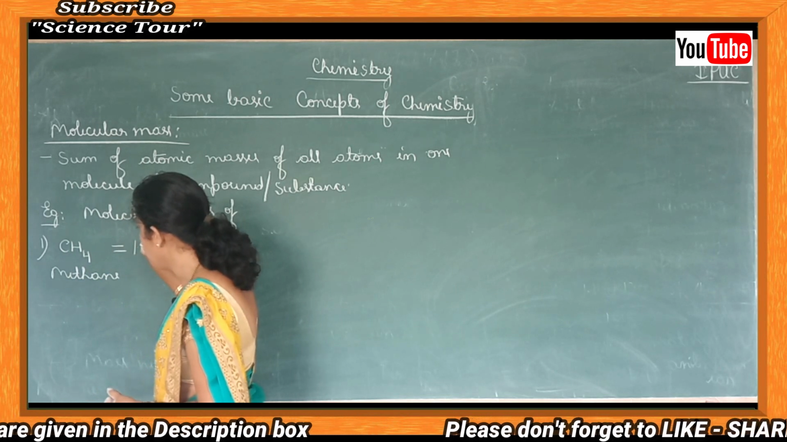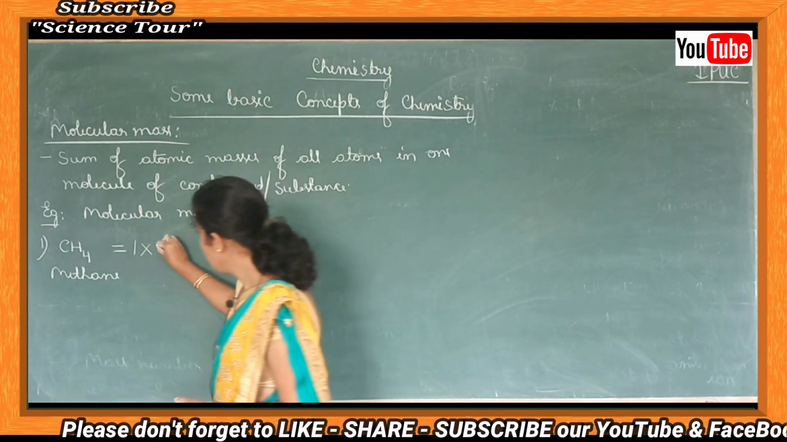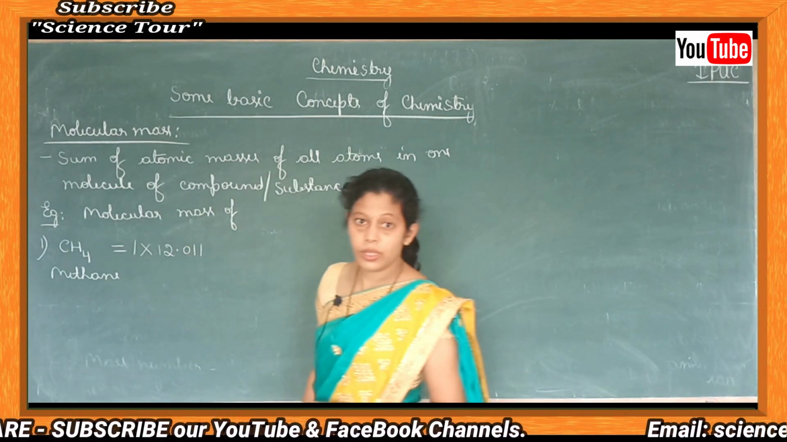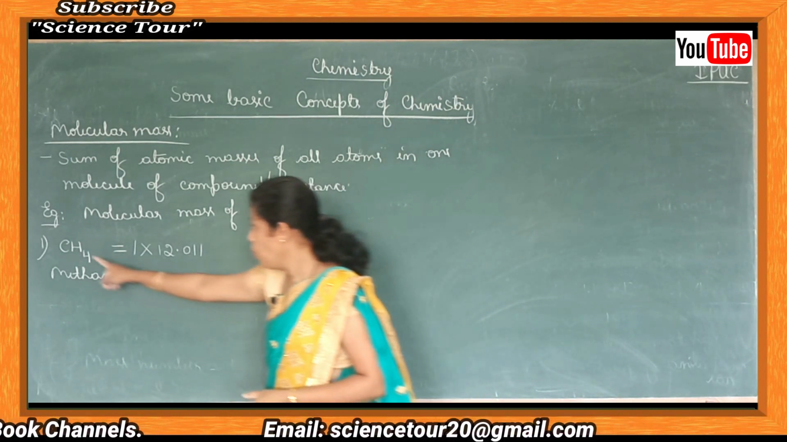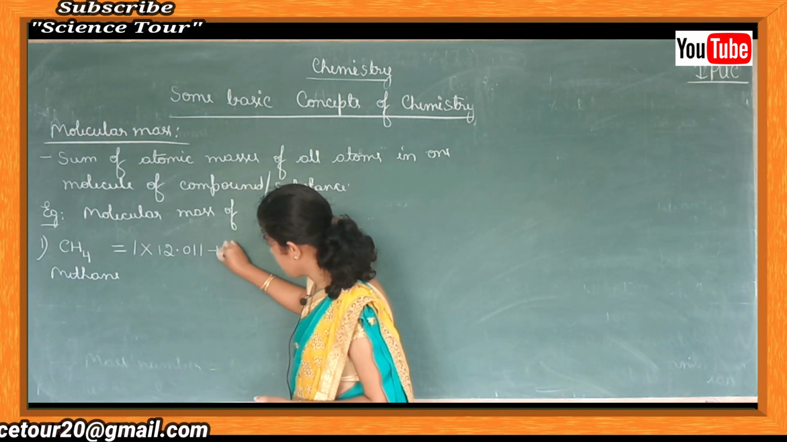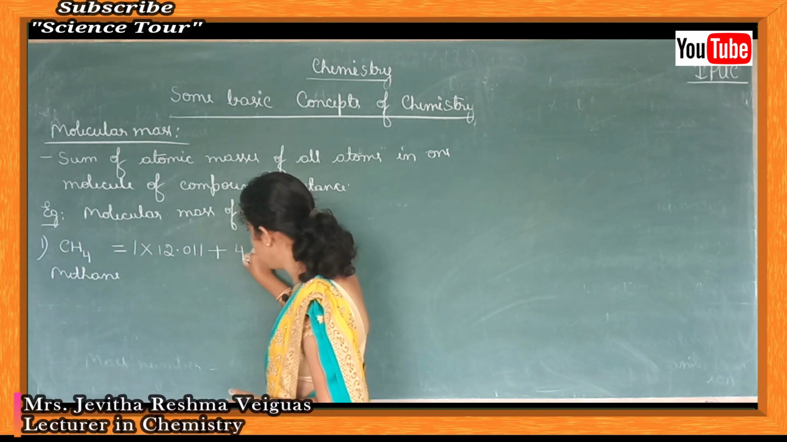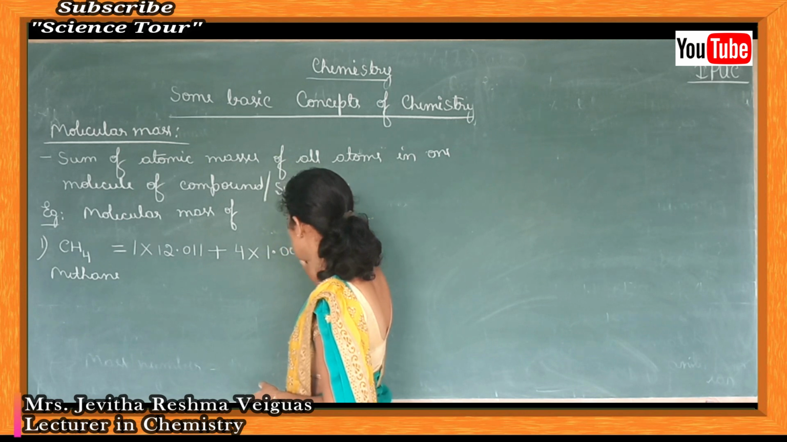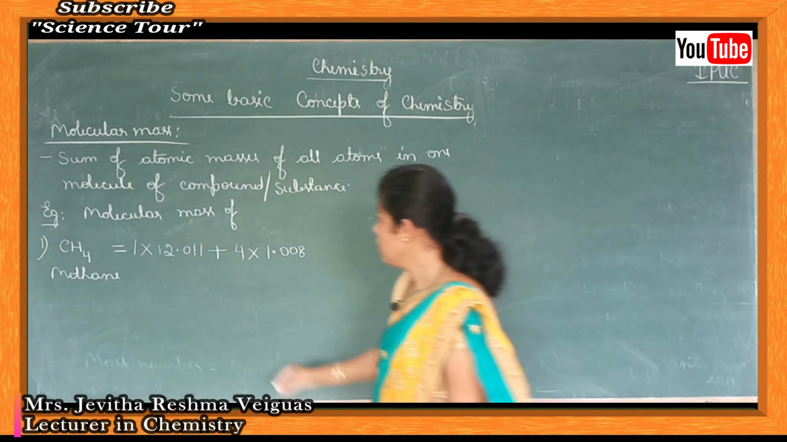Carbon, 1 atom, so 1 into the atomic mass of carbon, which we know, 12.011. This is why you have to memorize some of the atomic masses for some elements. 1 carbon atom into its atomic mass, plus there are 4 hydrogen. So 4 into the atomic mass of hydrogen, which is 1.008. So calculate this.